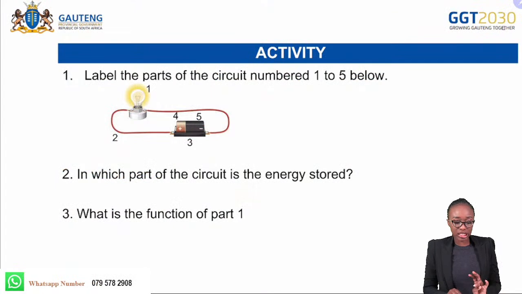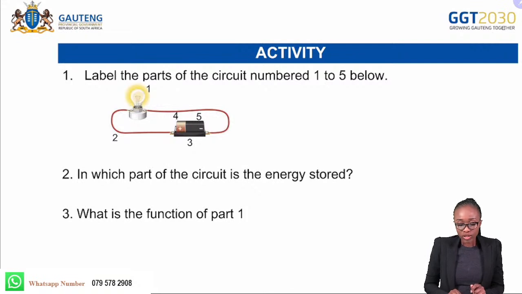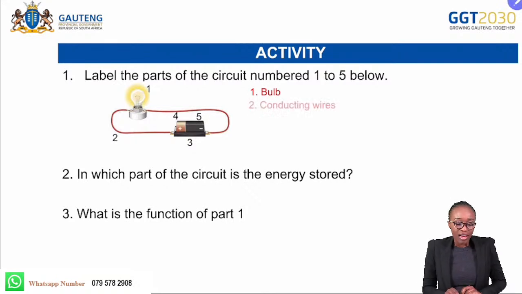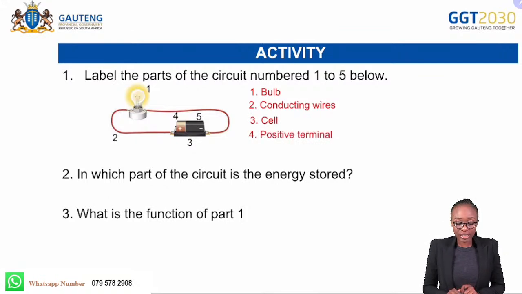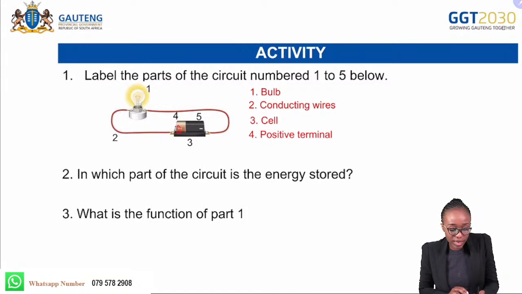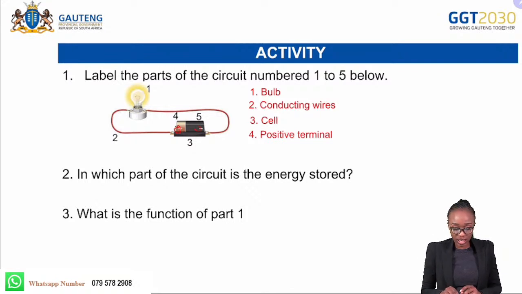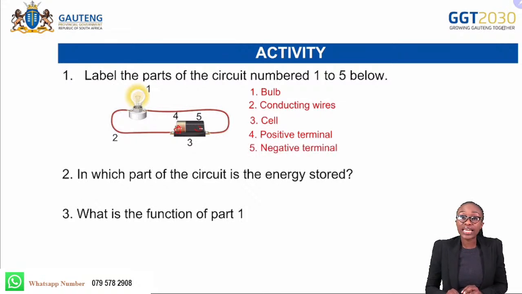Label the parts of the circuit numbered 1 to 5 below. What is number 1? Number 1 is the bulb. If you wrote bulb, give yourself a mark. Number 2 is the conducting wires. Number 3 is a cell. Number 4 is the positive terminal of the cell, so that is what that plus means. So next time, if you see a cell or batteries at home and you see a plus and a minus, you can tell somebody that this is a positive terminal. And then number 5 is a negative terminal.